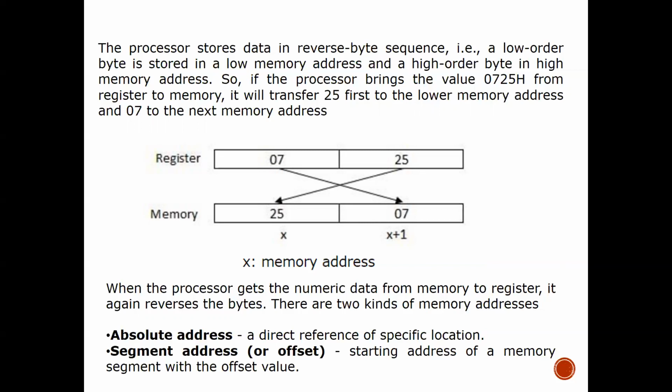Okay, when the processor gets the number data from memory to register, it again reverses the byte. There are two kinds of memory address: absolute address, a direct reference of a specific location; and segment address or offset, the starting address of a memory segment with the offset value.